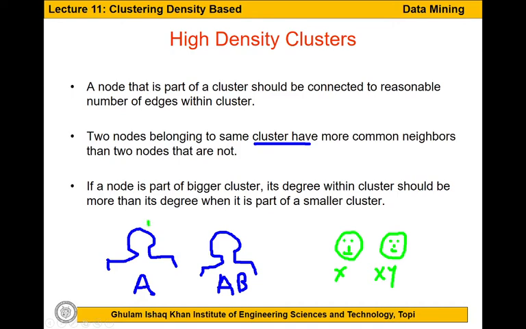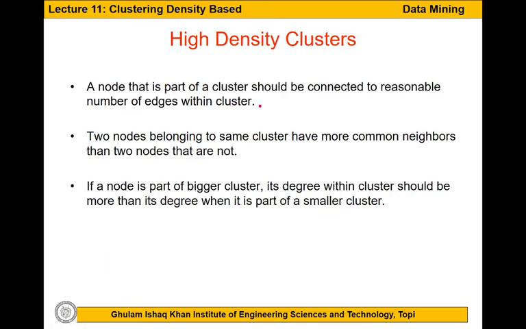So if I pick this person from this blue university and this person from this green university, there's less probability that they will have many common friends. But if I pick this blue person and the other blue person from the blue university as well, there is a good chance that both of them will have more common friends. So the same goes for clustering in graphs as well, that two nodes that belong to the same cluster have more common neighbors than two nodes that do not.